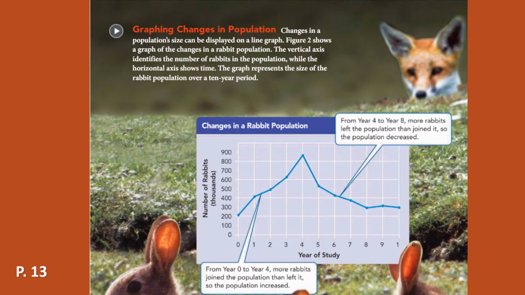It says graphic changes of populations there at the top. Changes in a population's size can be displayed on a line graph. Figure 2 shows a graph of the changes in a rabbit population. The vertical axis identifies the number of rabbits in the population. So once again, that's the y-axis. While the horizontal axis going across, that's our x, shows time. So we have years, 1, 2, 3, 4, 5, 6, 7, 8, 9, 10, right? The graph represents the size of the rabbit population over a 10-year period. All right, we've got that.